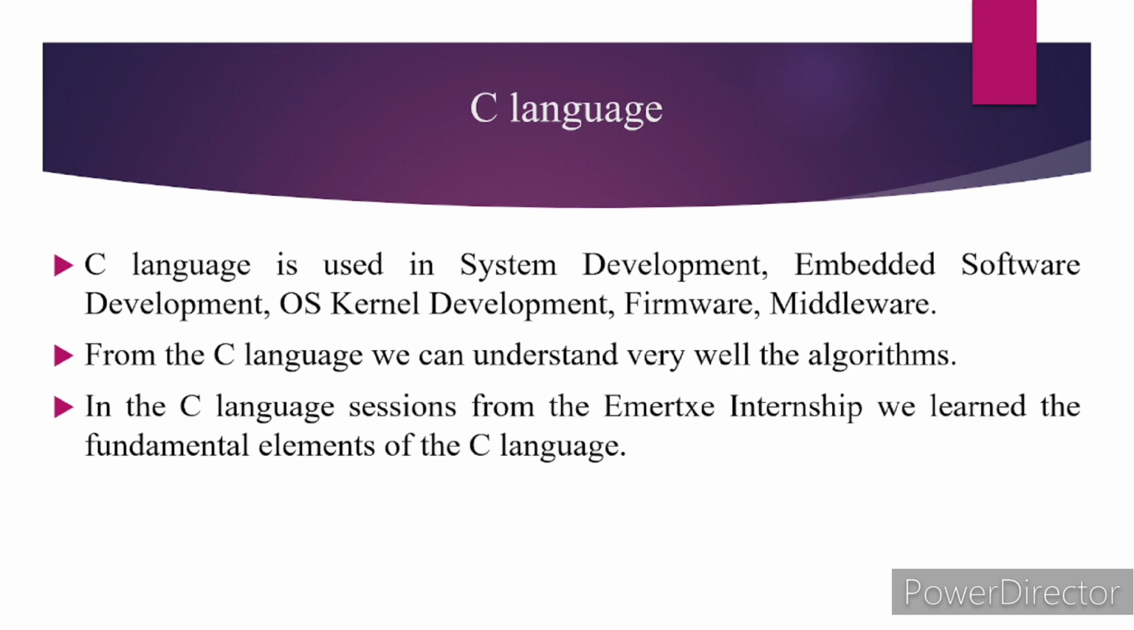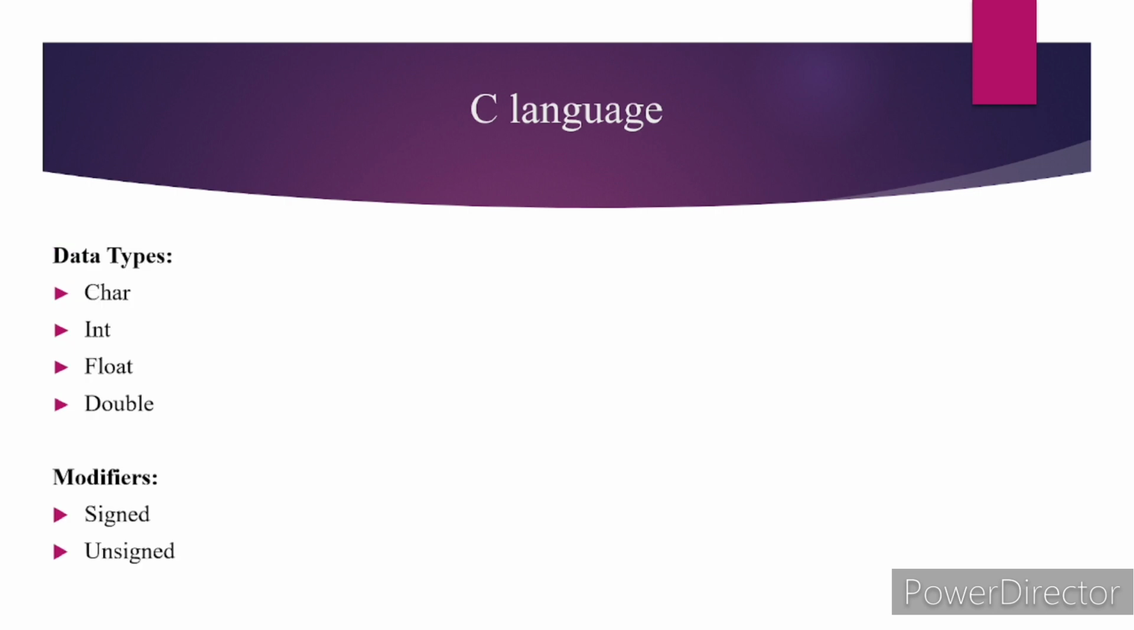In the C language sessions from the Emertxe internship, we learned the fundamental elements of the C language. The data types in C language are char, which is used for character, it is 1 byte, int for integer, which is of 4 bytes, float is of 4 bytes, and double is of 8 bytes. Modifiers are signed and unsigned. Signed decides whether the integral data is capable of holding both positive and negative values, and unsigned has only positive values.